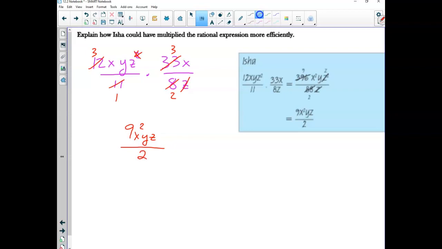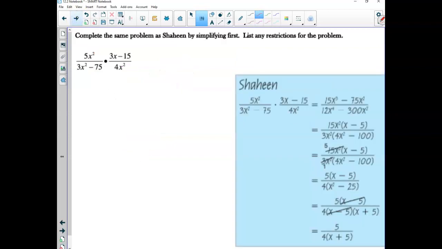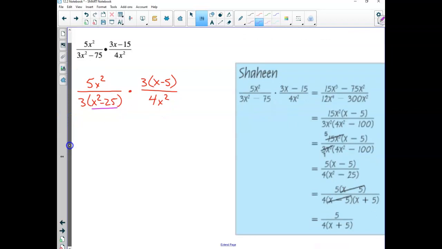If you simplify before you multiply, you are reducing smaller numbers, all right? Complete the same problem by simplifying first. Well, this one looks a little bit different. Rather than multiplying, what we're going to do is completely factor both top and bottom. This is going to give me a 3 times an x squared minus 25, times, there's a common factor of a 3 up there, with an x minus 5, over a 4 times x squared. I am not done yet because that's going to factor further.